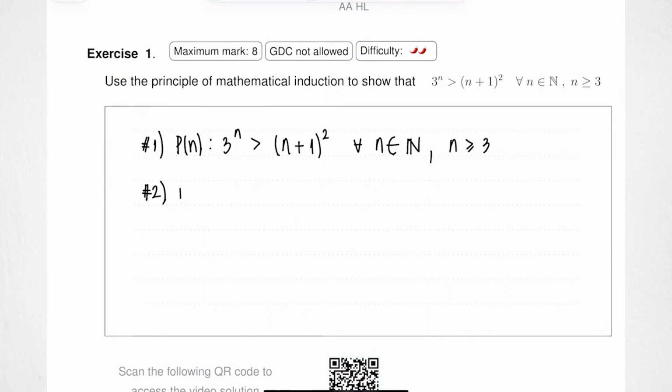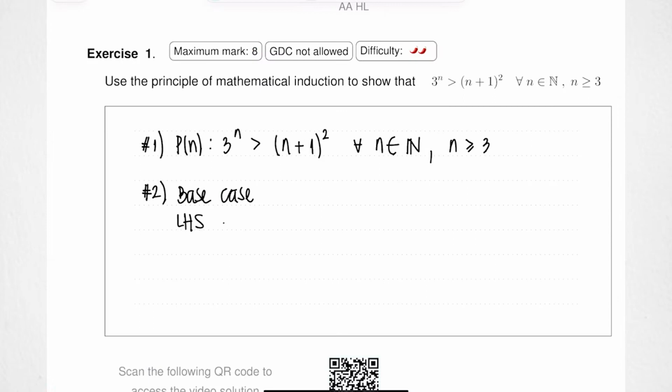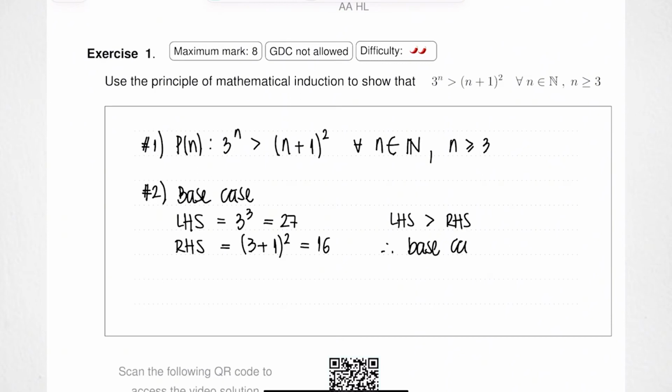Step number 2 is the base case. And to tackle the base case, you start with the first integer that was given to you in this interval. So in this case, n has to be equal to 3. We're going to test the base case for n equals 3. The left-hand side of this inequality is 3 cubed, which is 27. And the right-hand side is (3+1)^2, which is 16. And indeed, the left-hand side is greater than the right-hand side. Therefore, you're going to write this, the base case holds.